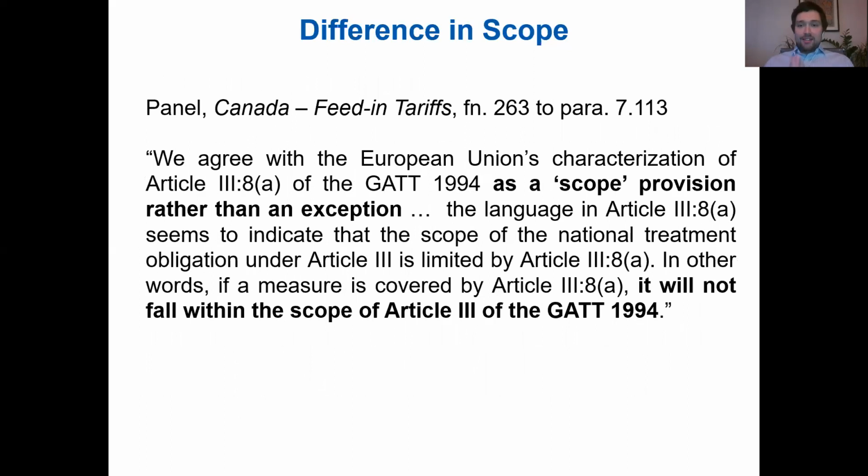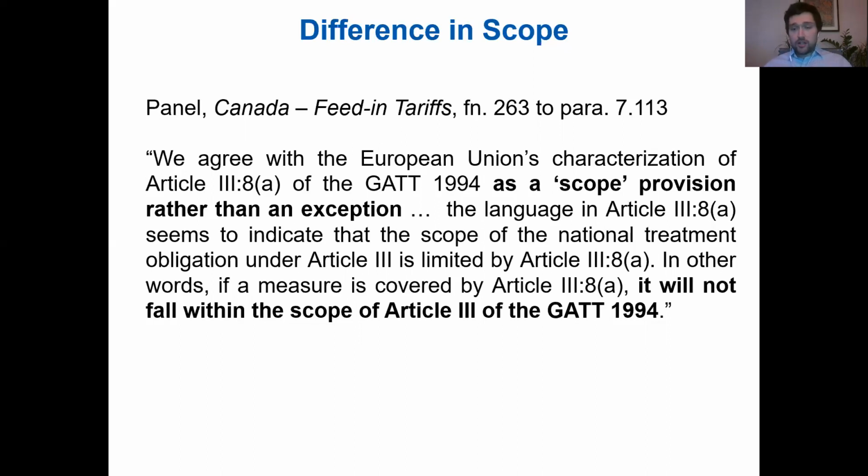So again, repeating it in a different case, Canada feed-in tariffs, we agree with the European Union, that's what the panel says, that Article 3.8a is a scope provision rather than an exception. So it determines the scope of the national treatment obligation. It's not a carve out. Well, it is a carve out in a way. It is not an opposite rule. It is not a rule that somehow should be opposed to Article 3. It just determines the scope of its application. So we agree with the European Union that it's a scope provision rather than an exception.